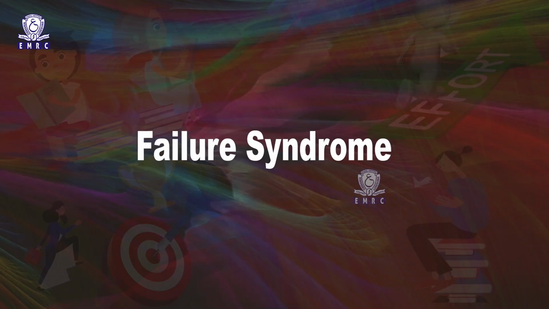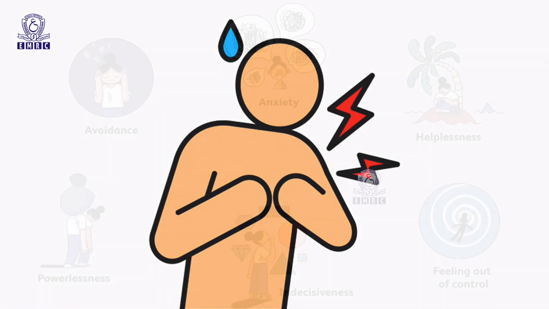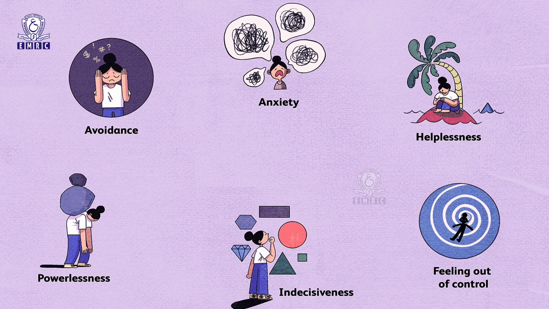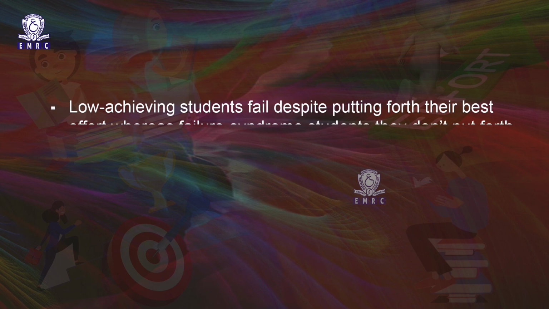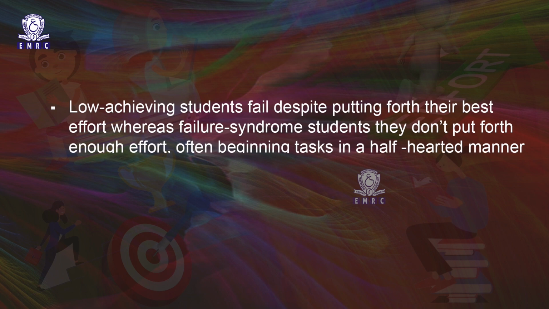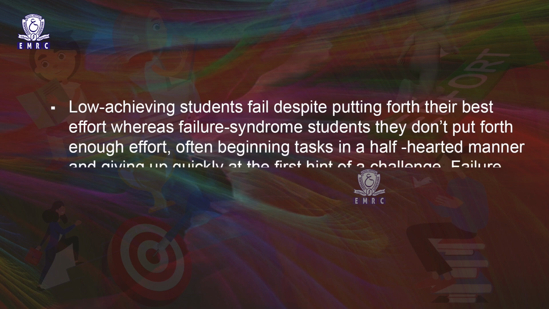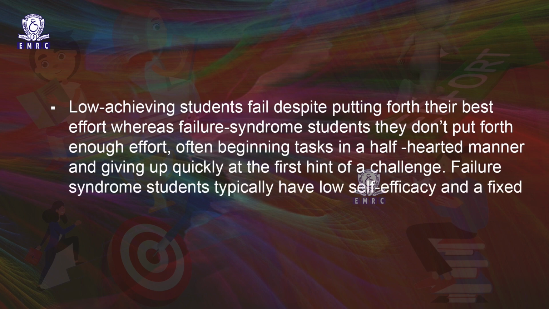Then what is this failure syndrome? Failure syndrome refers to having low expectations for success and giving up at the first sign of difficulty. So, failure syndrome students are different from low achieving students in a slight way. Low achieving students fail despite putting forth their best effort, whereas failure syndrome students do not put forth enough effort, often beginning tasks in a half-hearted manner and giving up quickly at the first hint of a challenge. Failure syndrome students generally have low self-efficacy and a fixed mindset.